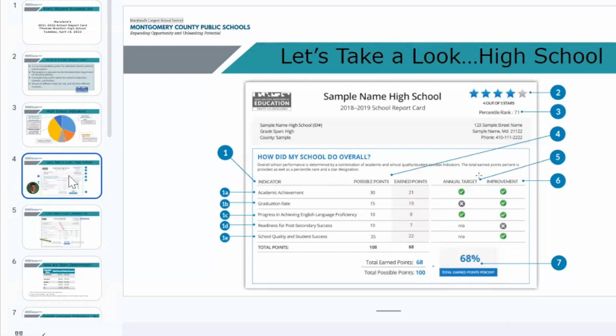Then next to that, it's going to show what points have been earned by that school. So academic achievement, that's the first indicator, that is 1A. You'll see that there's a possible 30 points to earn, and this example school has earned 21 out of those 30 points.